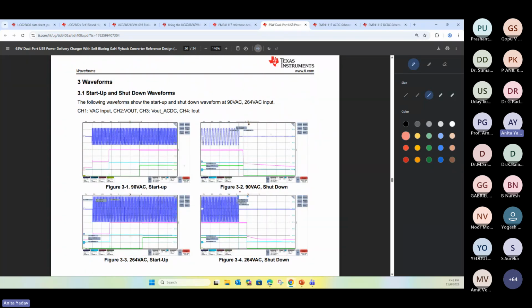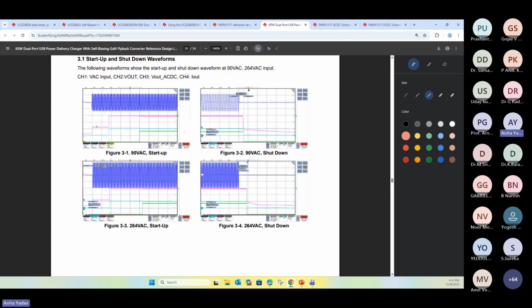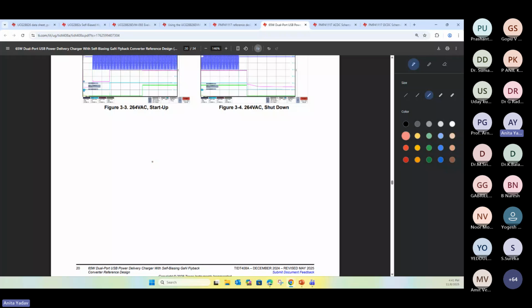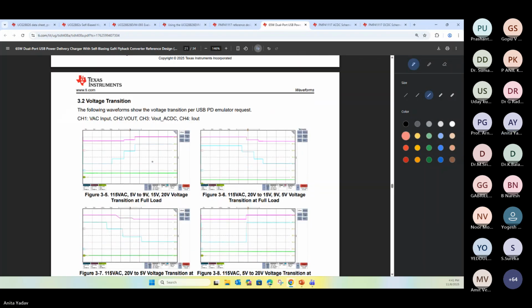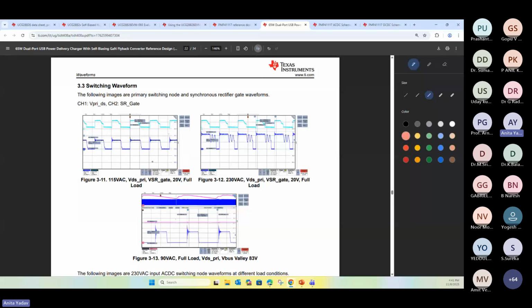Then another thing is the startup and shutdown waveforms. As this is a USB PD application, by default USB PD starts at 5 volt, and if you need 20 volt, then it communicates with the device and changes the output level accordingly. So this is what's shown here. You can go through the details. Same things here also. Yeah, here I want to give slightly more time. So I was discussing, we'll go back to the PPT.